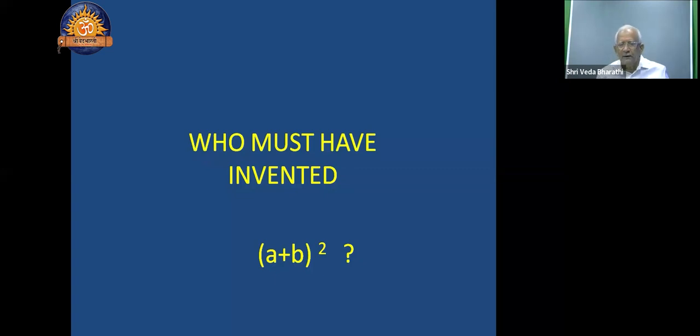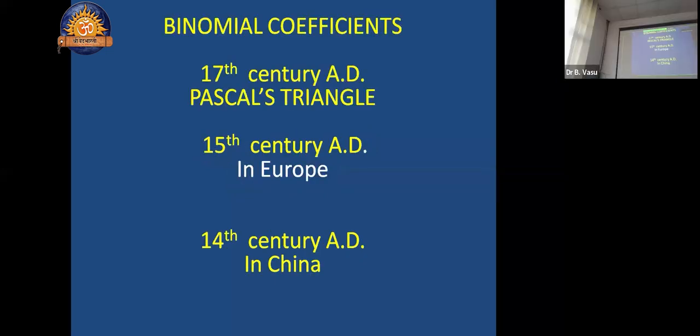Actually, you can say, sir, a person by name Professor Donald Knuth has written a book called Fundamental Algorithms. In the 1960s, he wrote that book. There he has given the history of (a+b)^2, sir. It is unbelievable. Normally, once you expand (a+b)^2, a^2 + 2ab + b^2.